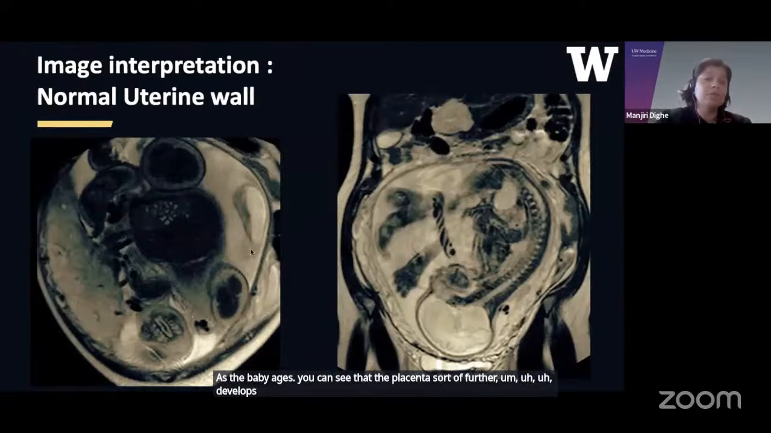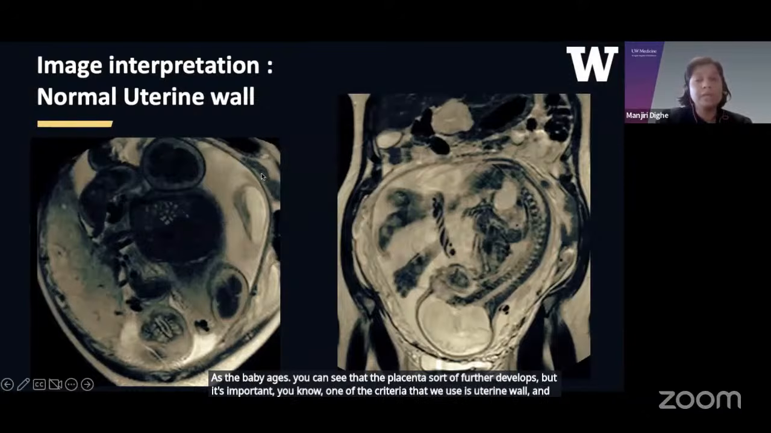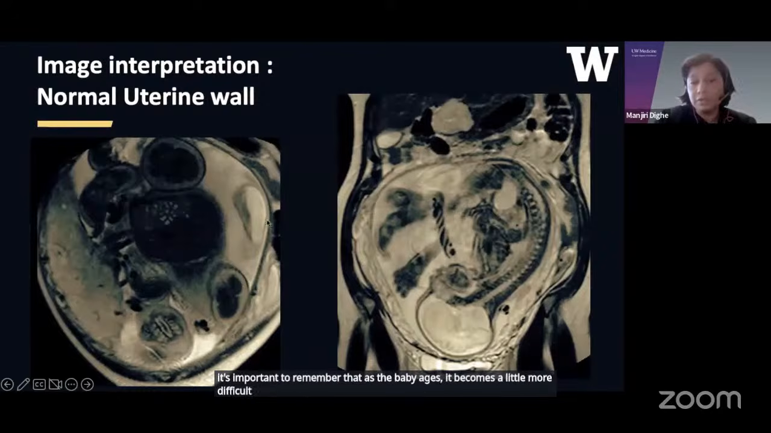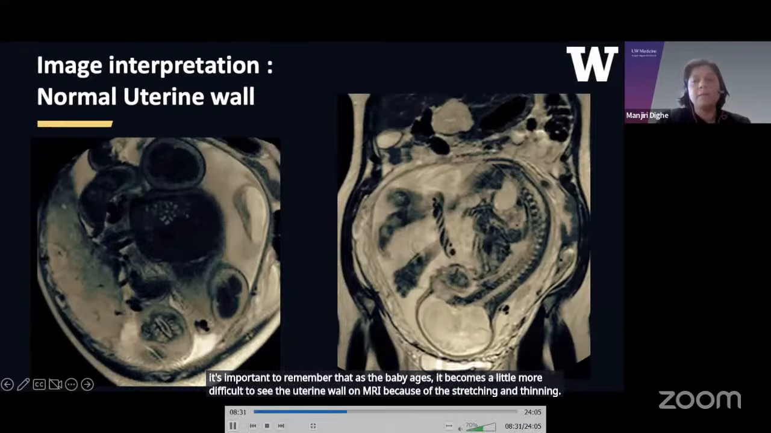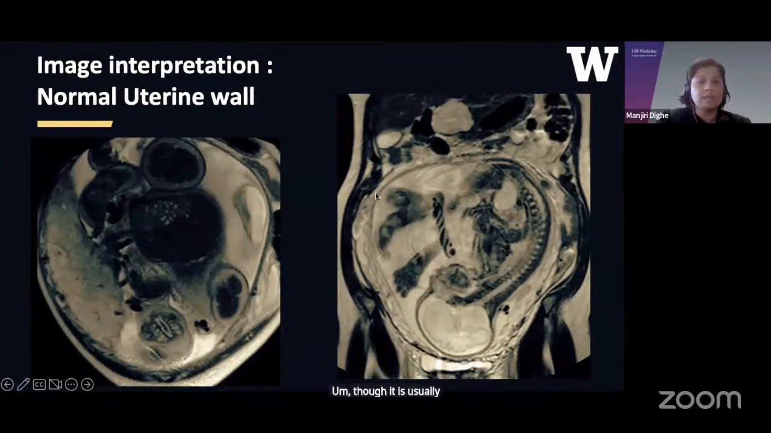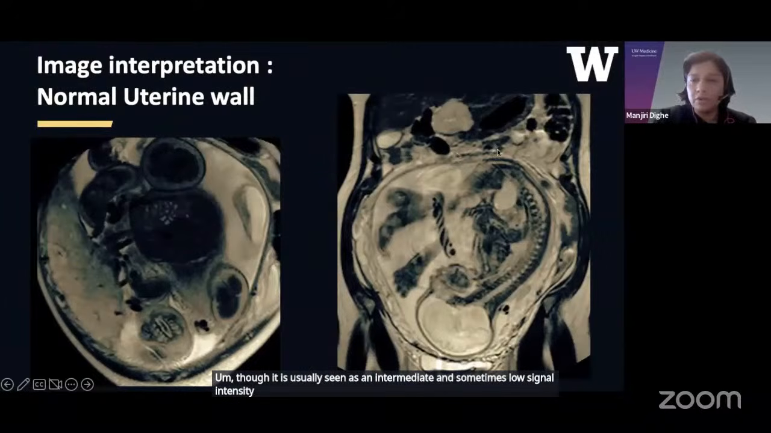As the baby ages, you can see that the placenta further develops. But one of the criteria that we use is the uterine wall. And it's important to remember that as the baby ages, it becomes a little more difficult to see the uterine wall on MRI because of the stretching and thinning, though it is usually seen as an intermediate and sometimes low signal intensity appearance on MRI.